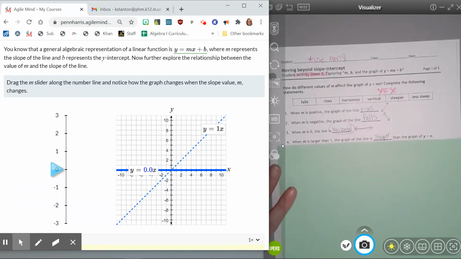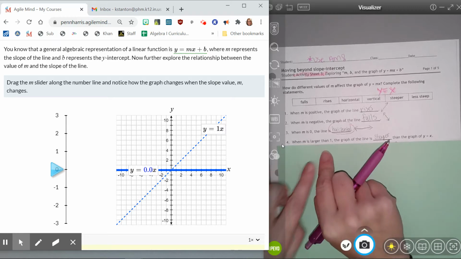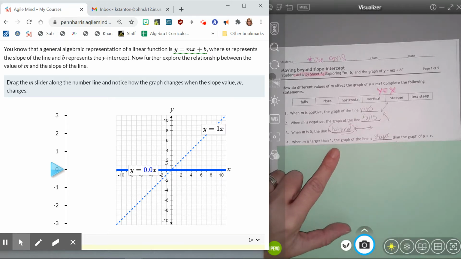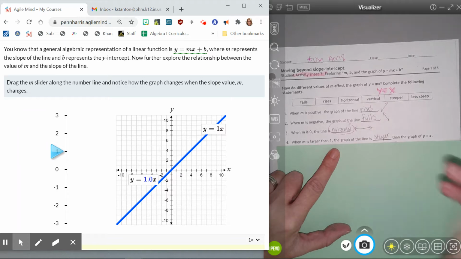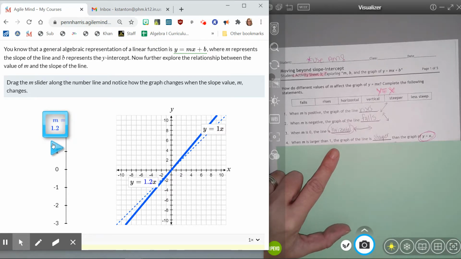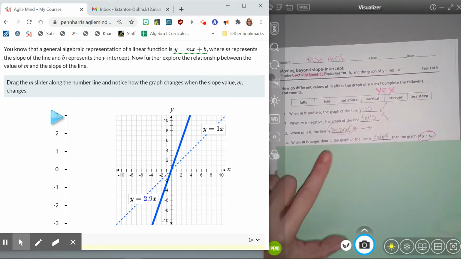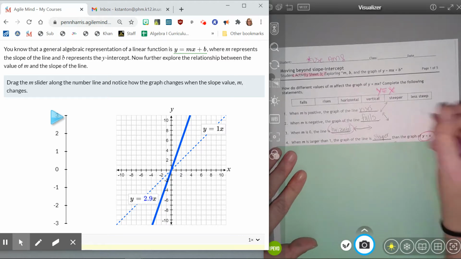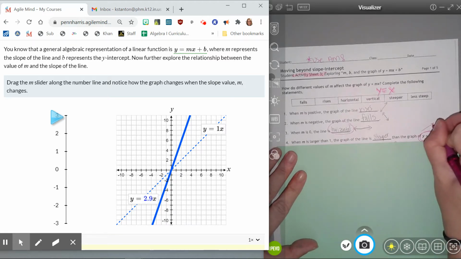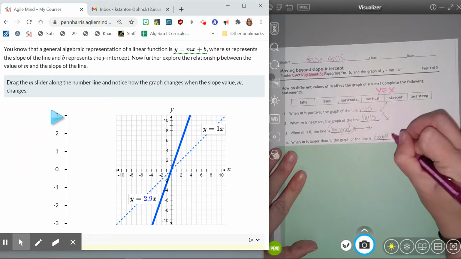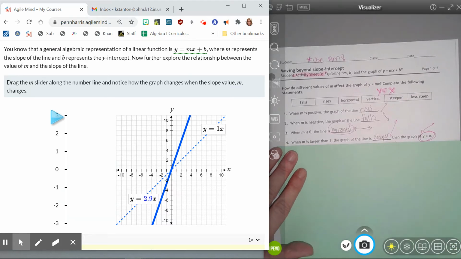And then their next thing: when m is bigger than 1, the graph of the line is steeper. So here's 1, and this is our equation y equals x. Well, if we make it bigger than 1, it is steeper. It's more straight up and down. So here's my graph of y equals x, and when I say steeper, I mean we're stretching it taller.